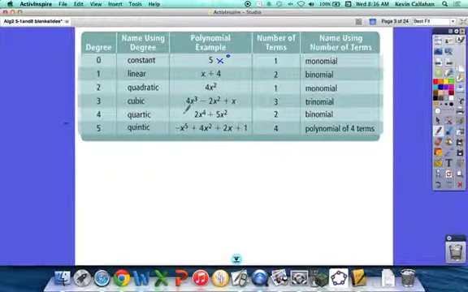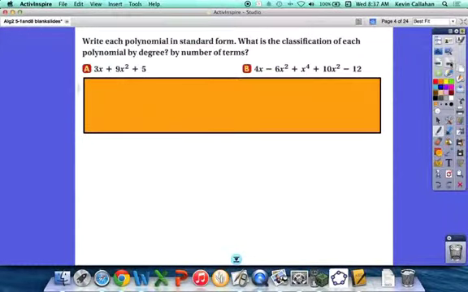When it's written in standard form, you could tell the degree just by looking at the term on the left. You don't need to look at the whole thing. You just look at the term on the left because that's the highest power. So the only problems you're going to get in the homework are going to be problems like this. Because the rest of what we do, you need the calculator for, and you're not going to have the calculator to do this.